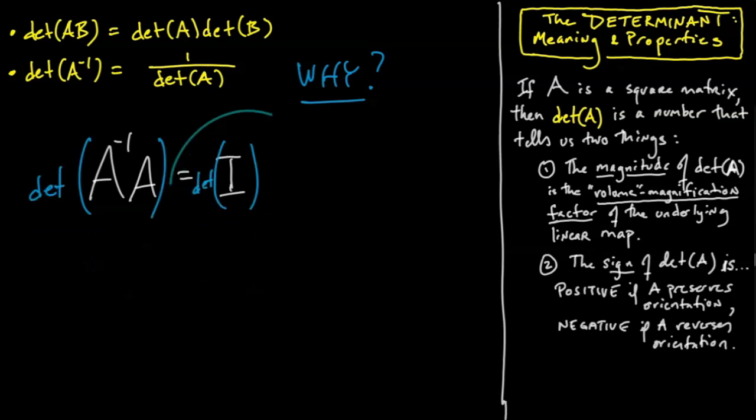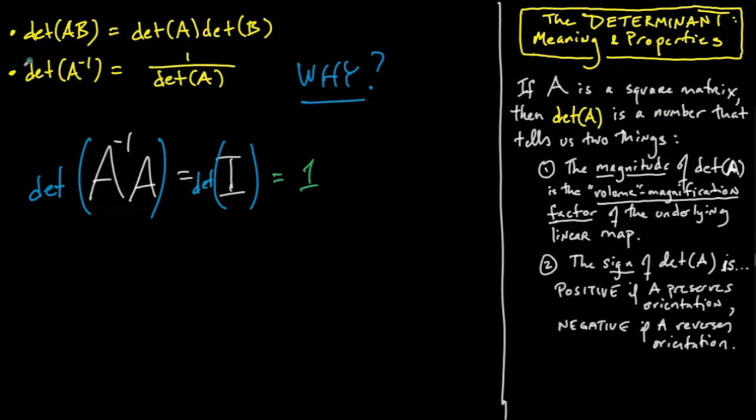What's the determinant of the identity matrix? Well, the identity matrix doesn't do anything. It doesn't scale volumes, or it scales them by a factor of 1 in the trivial sense, and it preserves orientation. So the determinant of the identity matrix is of course 1. Yeah, but what about this stuff, you might say?